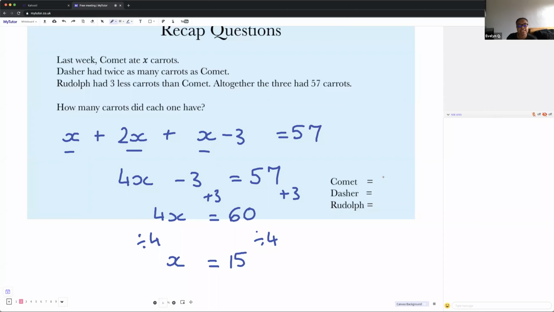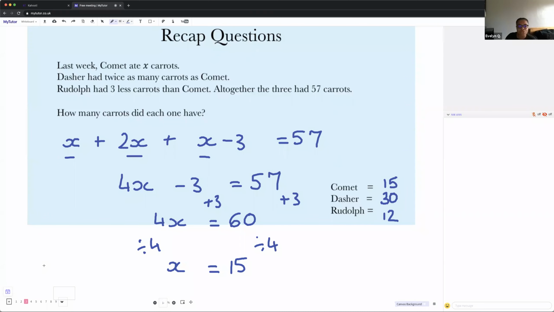Now Comet, x carrots, sorry. So Comet had 15. Dasher had twice as many. So Dasher had 2x, so that's just 30 because it's 2 times 15. And Rudolph had 3 less than Comet, so it's just 15 minus 3, which is 12. So brilliant for anyone who got those answers, and hopefully everyone understands it now.